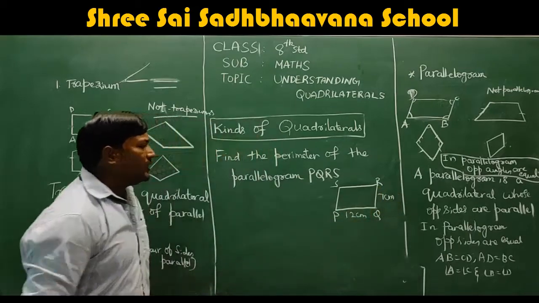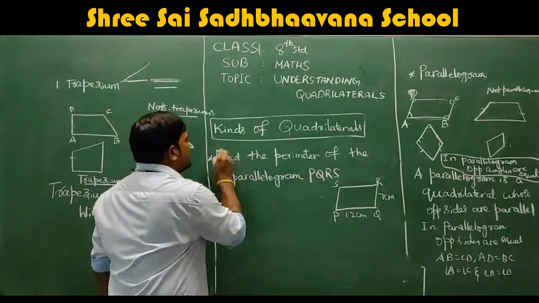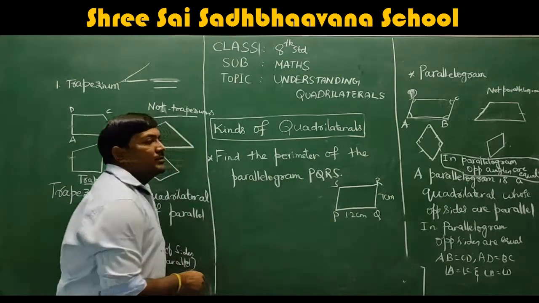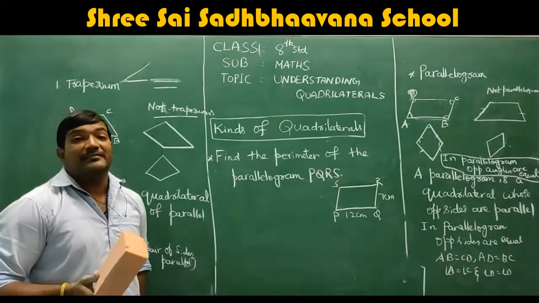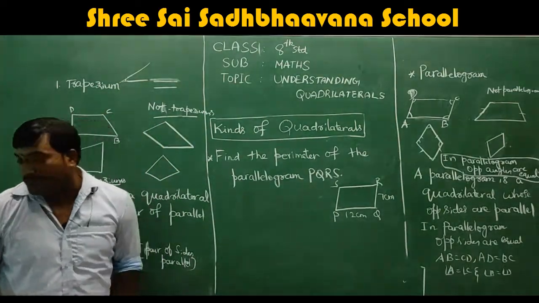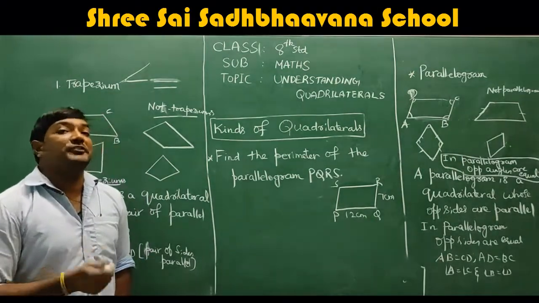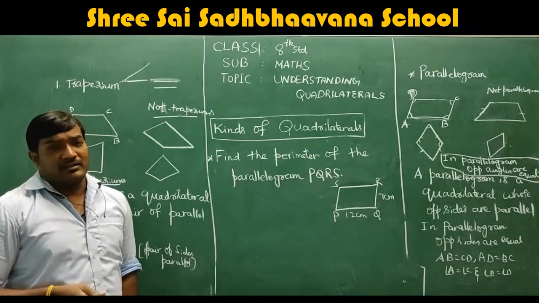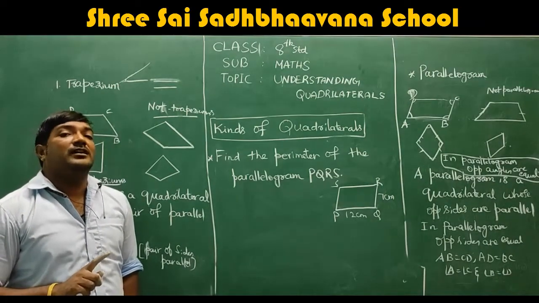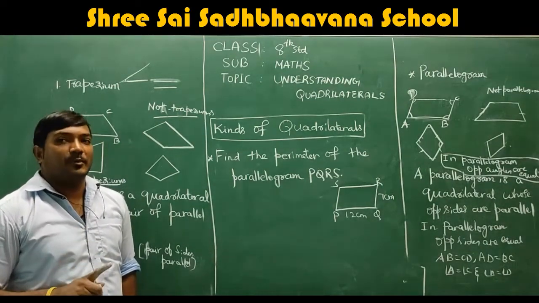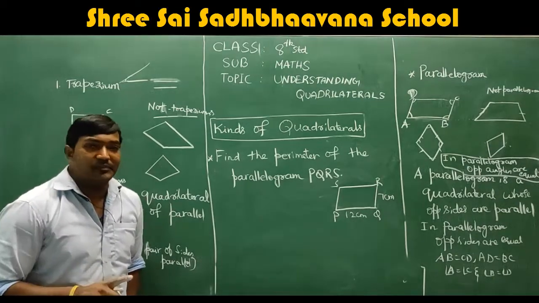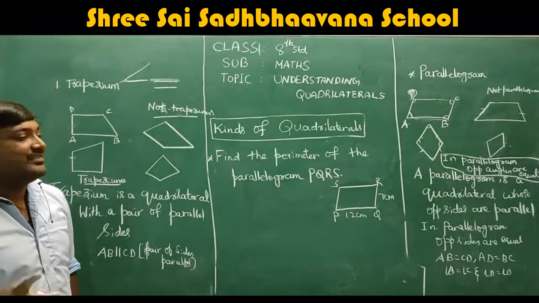Okay. So, first you have to understand what you mean by perimeter. All of you know perimeter is nothing but the length of the boundary of the figure. It may be any figure. Remember, perimeter is nothing but the length of the boundary. What do you mean by boundary? Don't get confused. Boundary is nothing but the length of all the sides.